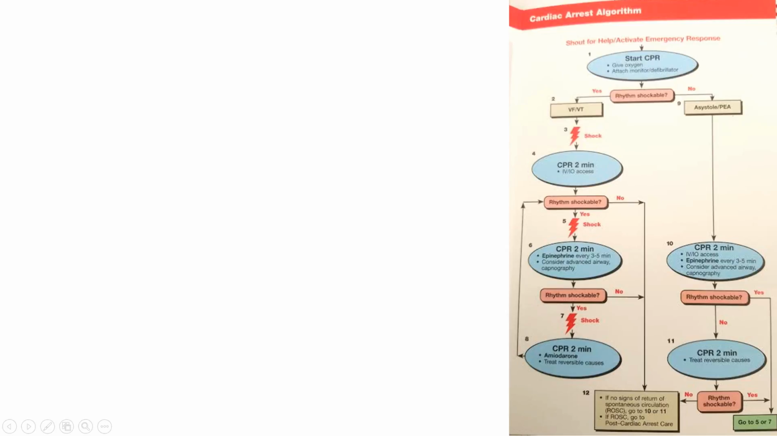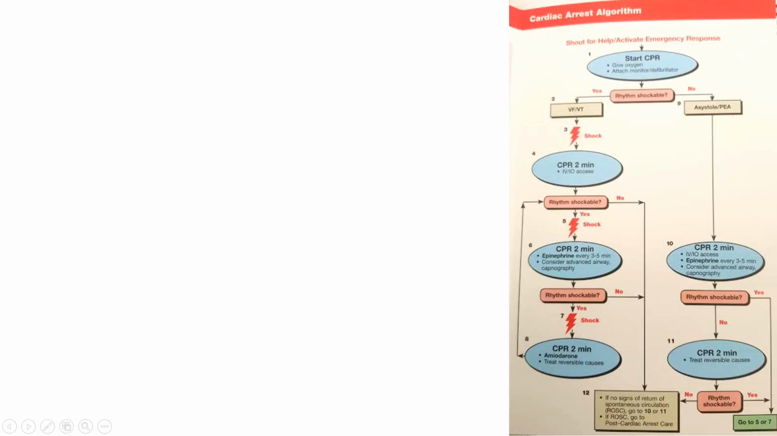coming back to the very first time when you first see them and the person's in cardiac arrest and you've given them oxygen, attached the defibrillator, and if they're in VF or VT, that means the rhythm is shockable. So you shock them now, and you're going to continue CPR for 2 minutes, and then you're going to check again, is the rhythm shockable? If the answer is no, then we go back down here where we saw before, where you just basically repeat this 10 or 11 times.